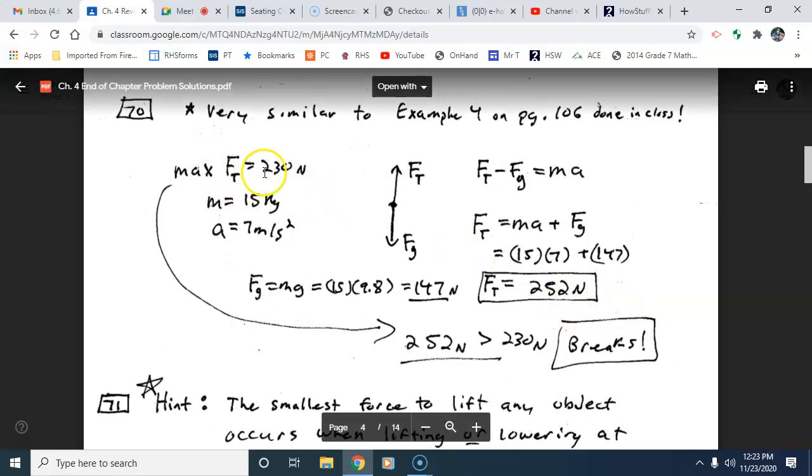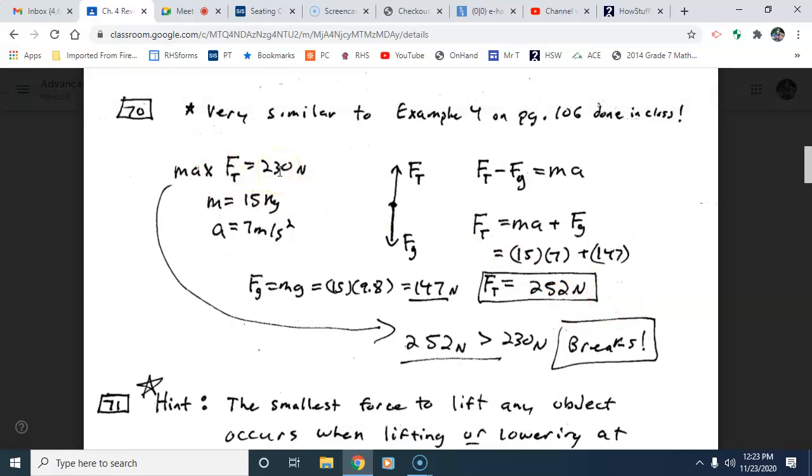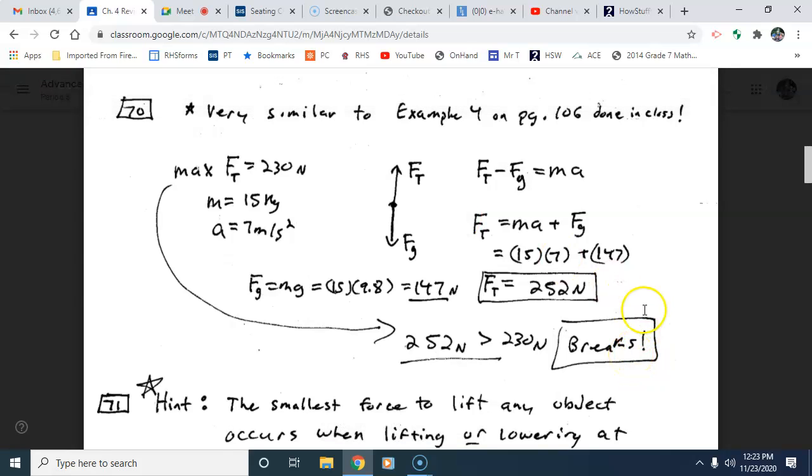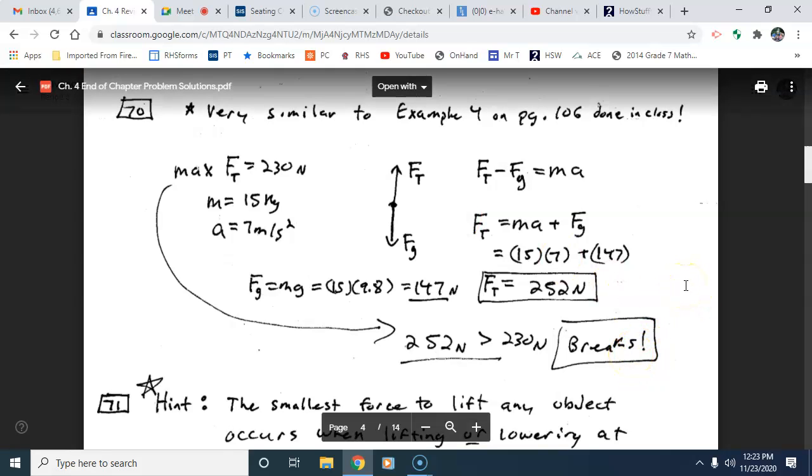And now here's where the max tension comes into play. You just compare. So this is what it really is, caused by that acceleration. It's clearly greater than the max. So this bag's going to break. Anything else? Yeah.